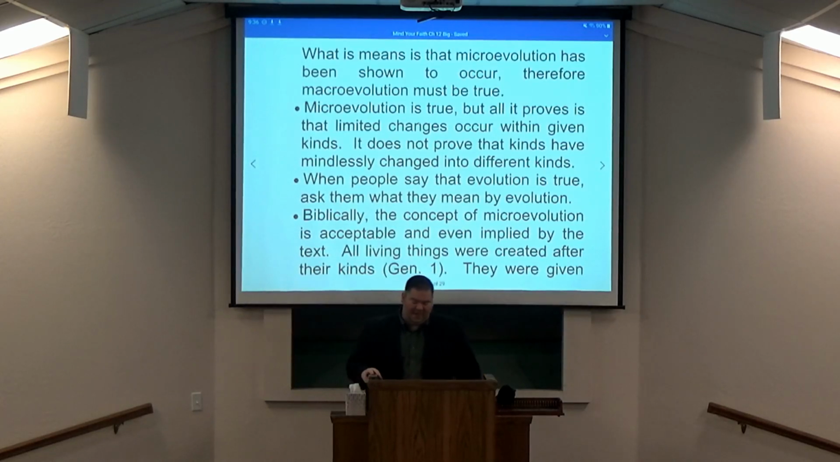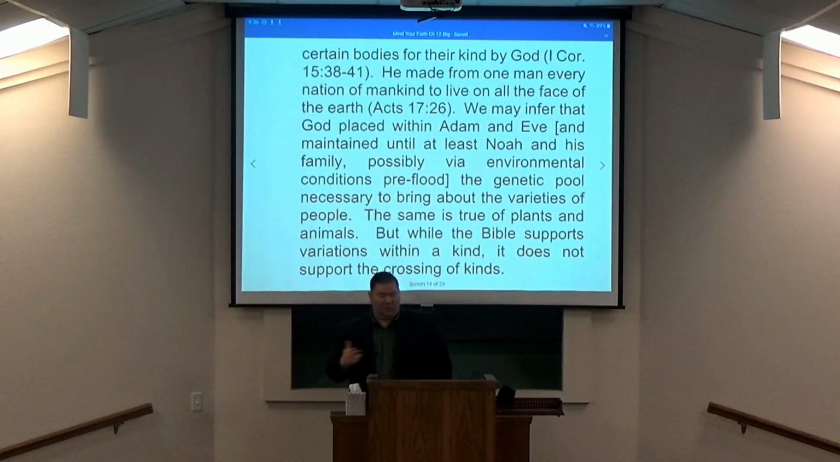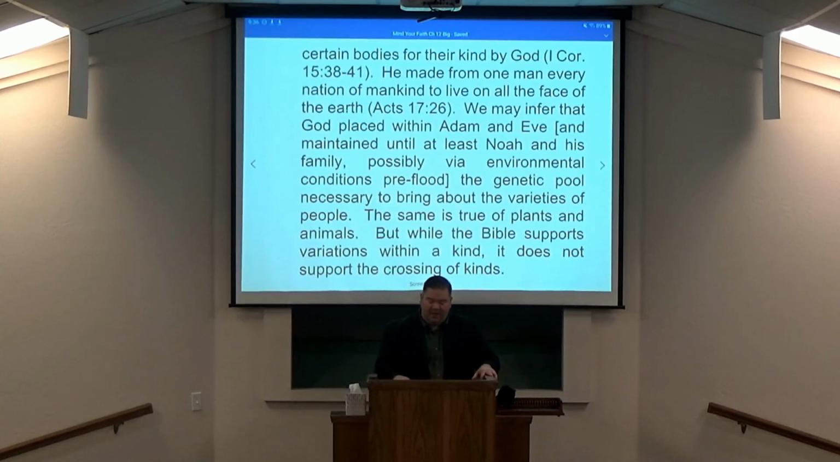Biblically, the concept of microevolution is acceptable and even implied by the text. In Genesis chapter 1, all living things were created after their kinds. I include 1 Corinthians 15:38-41. Doy didn't, but I felt it fit as well. They were given certain bodies for their kind by God. Paul talks about this in describing the resurrection one day. He talks about how all things of flesh are given certain kinds, certain forms: birds of their kind, animals of their kind, man of his kind. It's interesting that Paul distinguishes between animal and man.